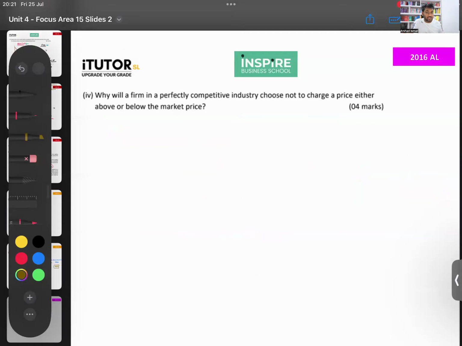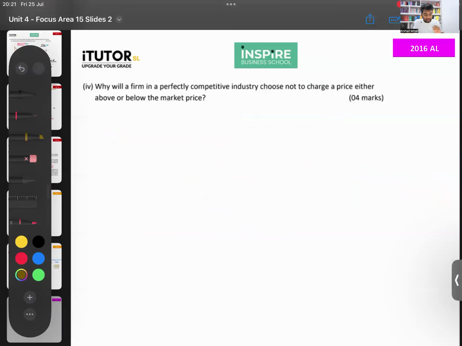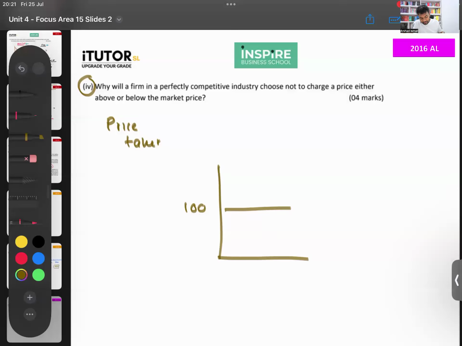2016 A Levels, question number 4. They are asking us, why will a firm in perfect competition not charge a price either above or below the market price? That is because they are a price taker. So can you explain the story? Now there is a farmer. For a kilo of paddy, the price is going at 100. Why will he not charge a price above the market price? Why not above?